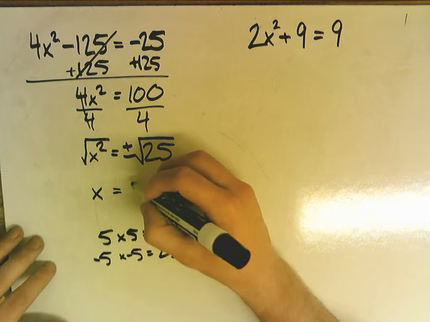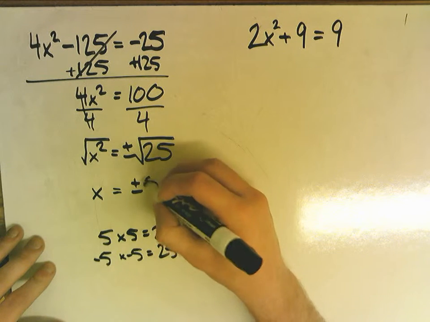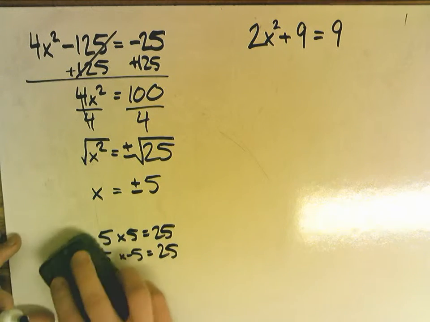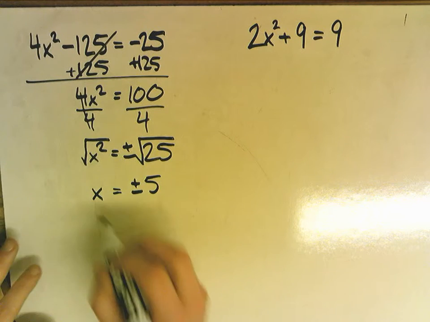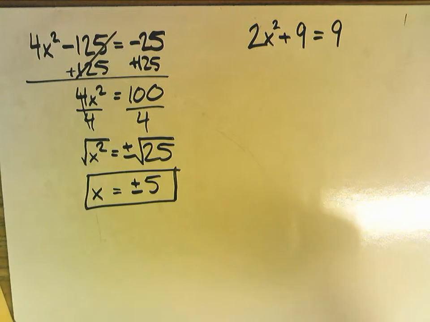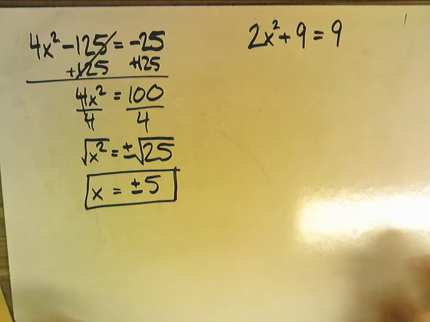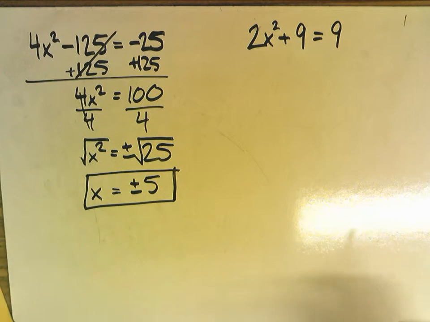Now we can go ahead and solve it. The plus or minus gets carried down, and the square root of 25, like we said, is 5. So the answer to this problem is positive and negative 5. When we have a plus or minus sign, that really means that there are two answers. Let's go ahead and do our next one.